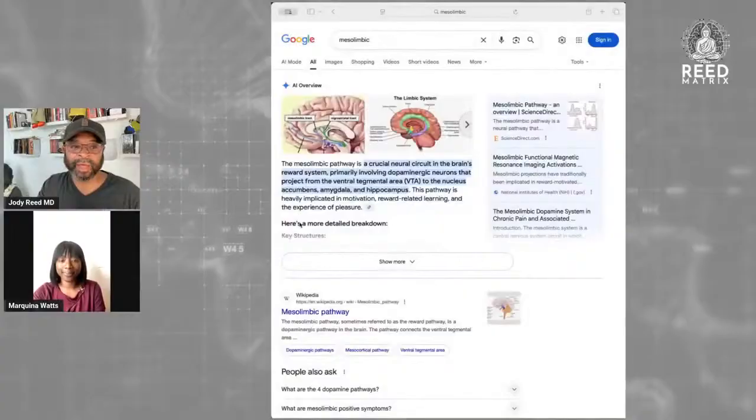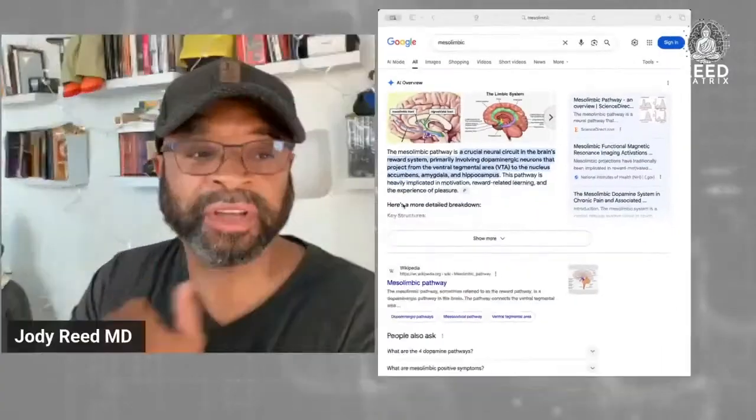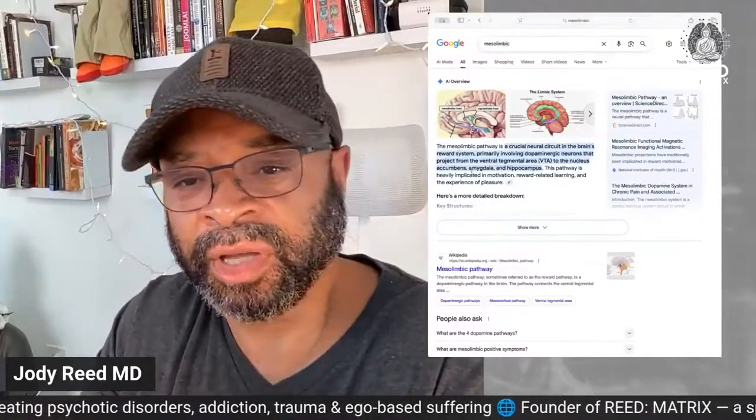So we're going to look at the mesolimbic pathway. It's very important to understand this pathway because it's primarily targeted in substance abuse. It is responsible for the reward system, and it is primarily innervated by dopamine and dopaminergic neurons. Let me read this here. I just did a search for mesolimbic, and this is a Google presentation.